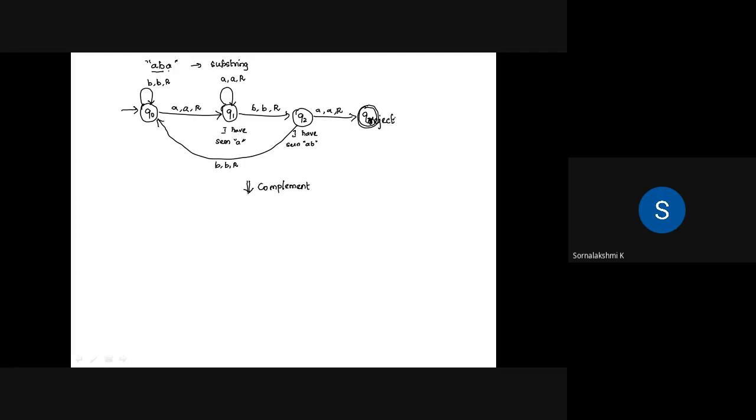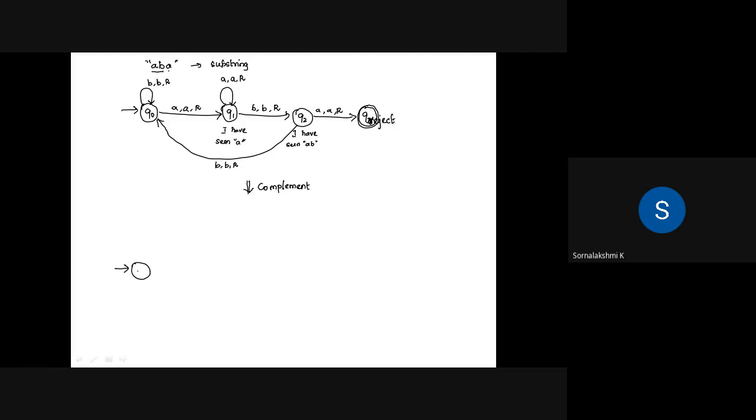What should the complement of Q3 be? It's a reject state, right? If it sees ABA, when it has reached Q reject, that means it has seen ABA continuously. So that string should not be accepted. So Q3, I change it with reject and I'm going to write the complement over here.